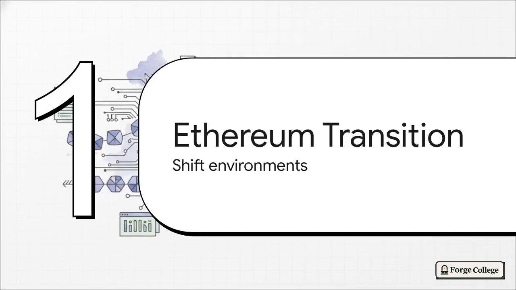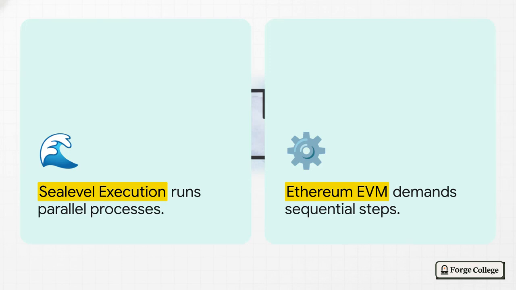Okay, section 1, shifting gears to Ethereum. We're transitioning our environments, which means we have to completely shift how we think about our code. Now, if you tuned into our previous explainer on what is C-level execution, you'll remember we talked all about Solana's parallel processing. Solana's like a multi-lane highway with absolutely no speed limit, incredibly fast, but a little chaotic.